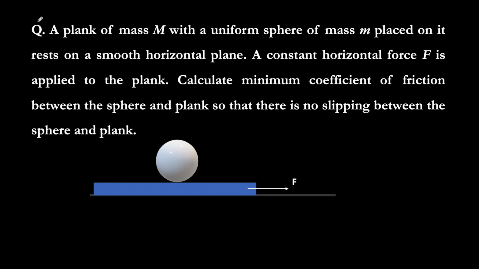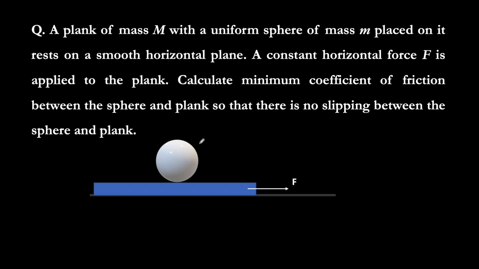In today's lecture, we will be solving a problem based on rotational dynamics. Now, as you can see, the question is: a plank of mass M with a uniform sphere of mass small m placed on it rests on a smooth horizontal plane. A constant horizontal force F is applied to the plank. Calculate the minimum coefficient of friction between the sphere and the plank so that there is no slipping between the sphere and plank. So guys, this is the situation.